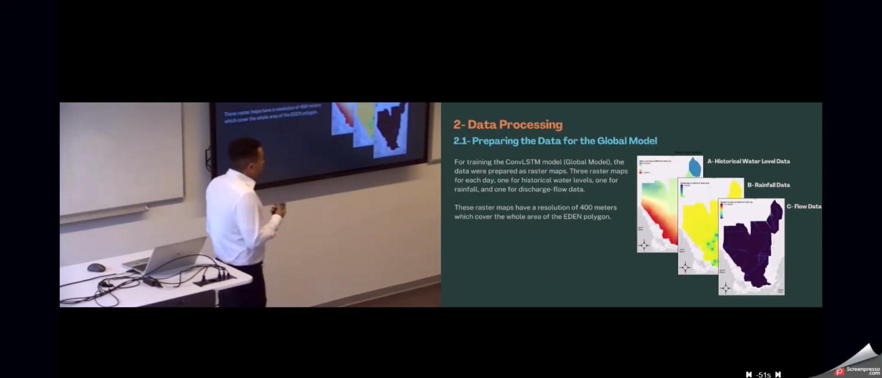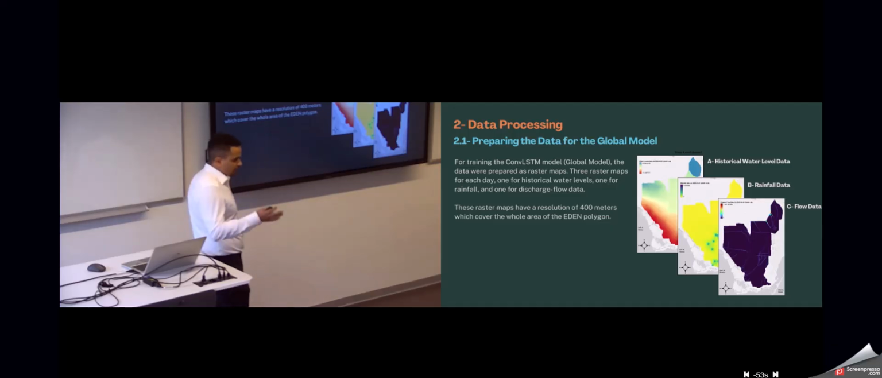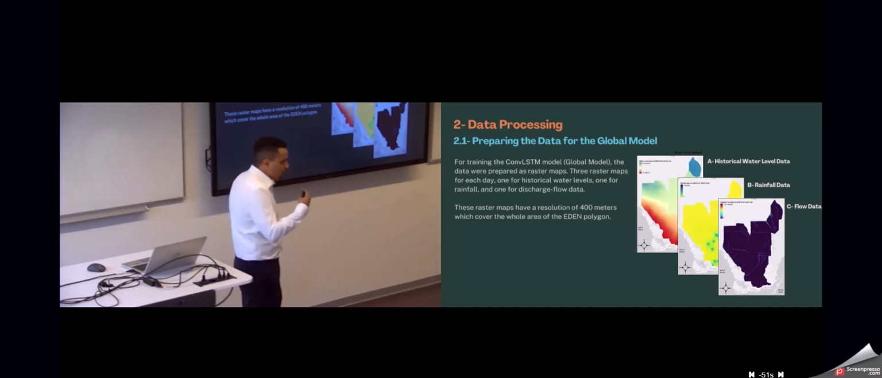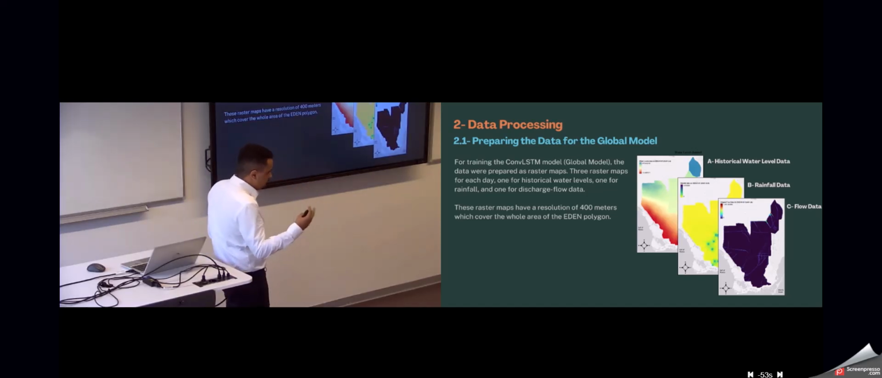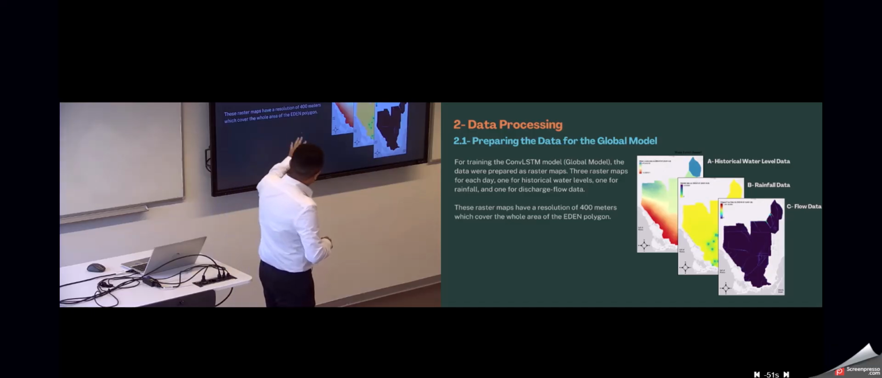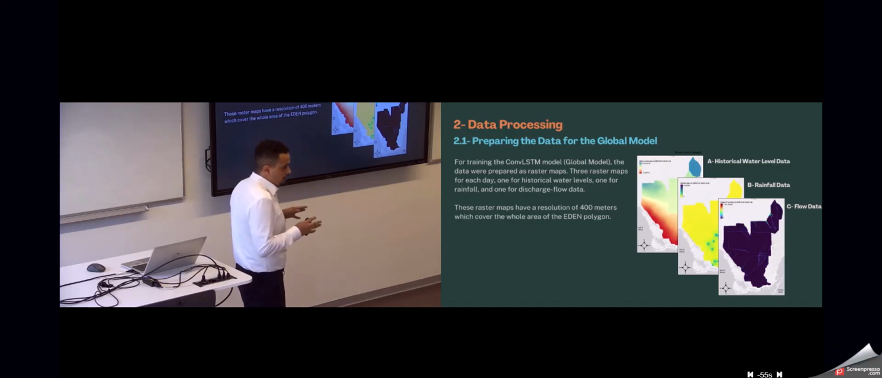Now, the next step is data processing, so preparing the data for the global model, which is the ConvLSTM model. As I mentioned earlier, that ConvLSTM model deals with spatio-temporal data, like images, videos, and so on. For this reason, the data were prepared as raster maps. So in each day, we have 3 raster maps, one for water level, one for rainfall, and one for flow data. These raster maps have a resolution of 400 meters.